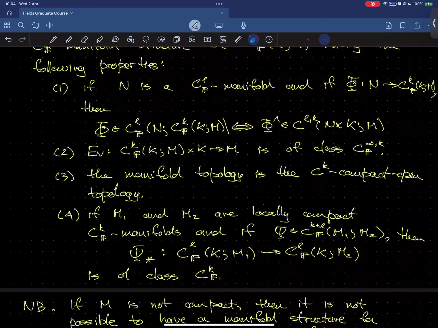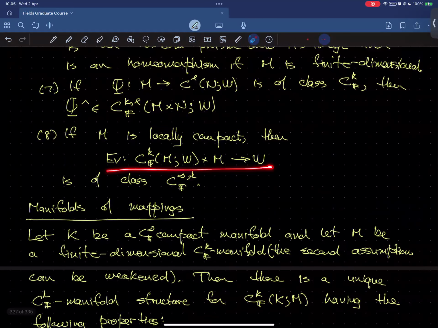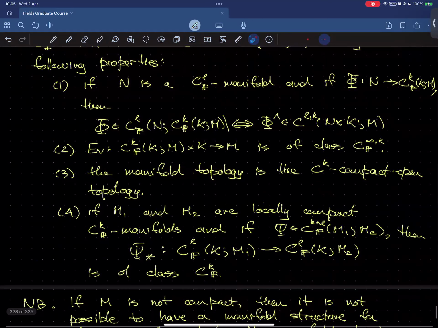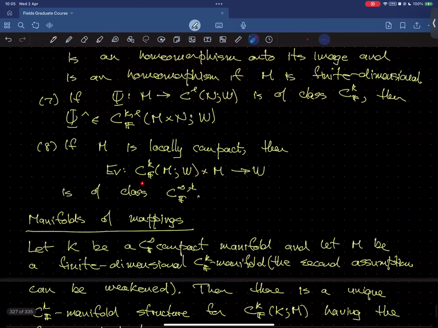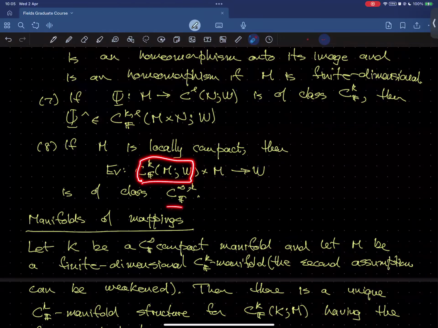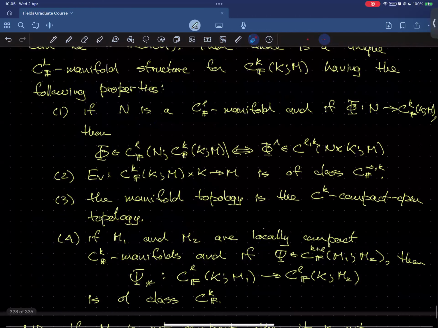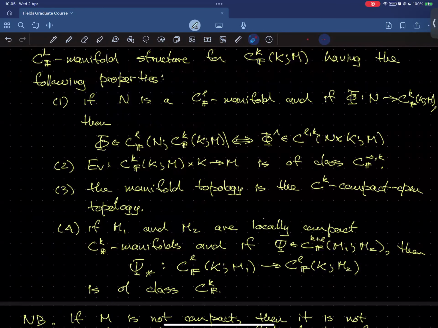The other property is, so we've seen this property above for the evaluation map. In our discussion for the evaluation map, we needed this space to be locally convex in order to make this statement. But now what I'm saying is there's a manifold structure on here, which again makes this thing of class C infinity K. So previously we had the locally convex structure, which allowed us to assert the C infinity K-ness of the evaluation mapping. Now we have a manifold structure on here.